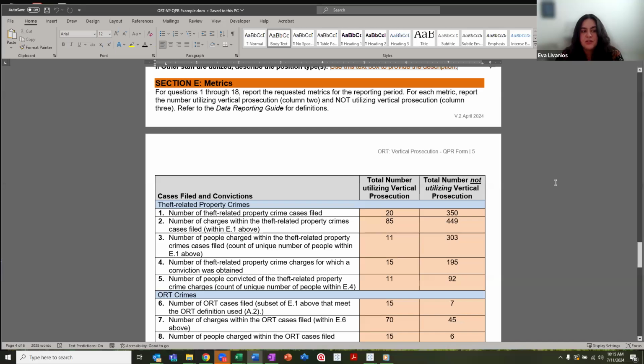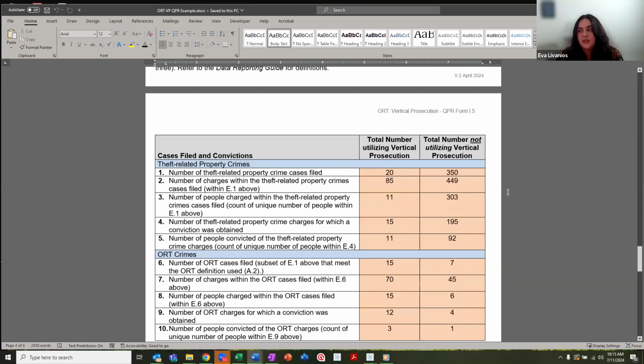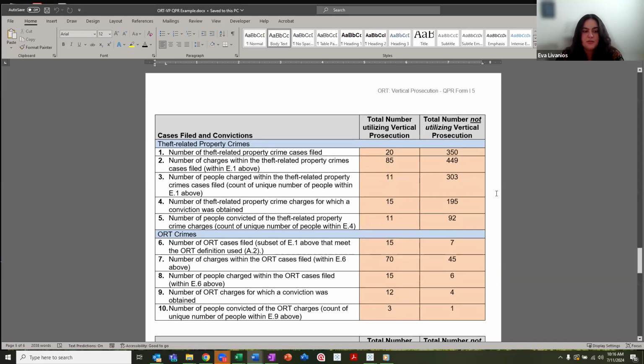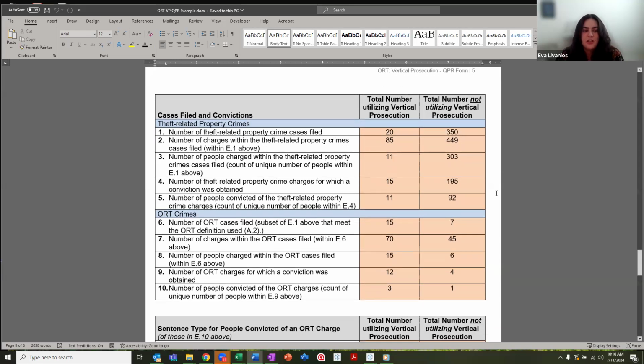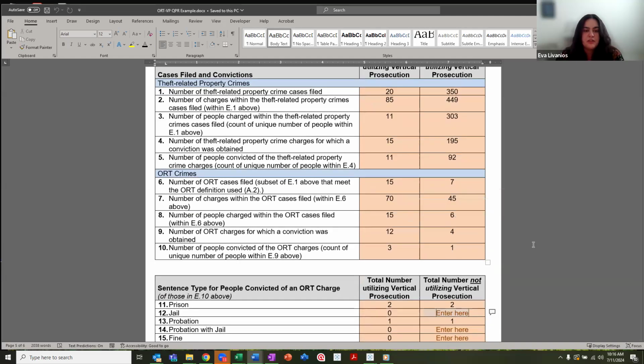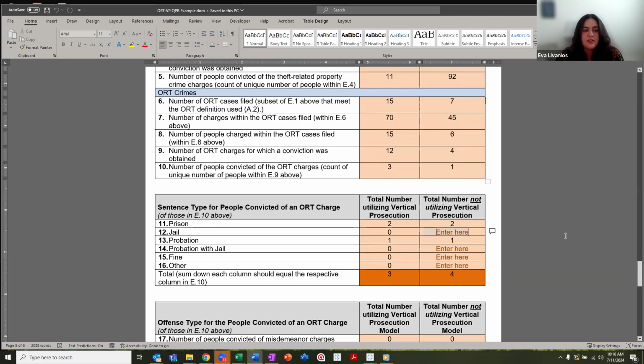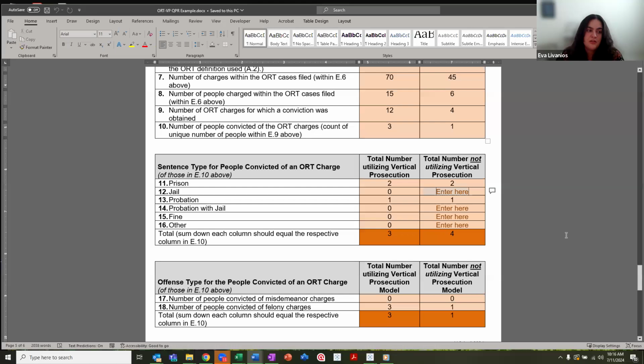For section E metrics, we would typically expect to see cases filed and convictions for both VP and non-VP. And also we may expect to see some cases and convictions as a subset of non-VP. While this may or may not always be the case, again, providing some context is helpful. So moving on to the second table here, does anyone see any issues with the way the data is reported here?